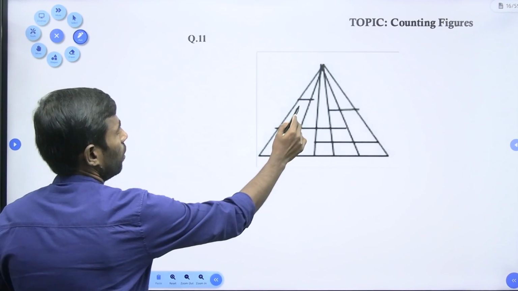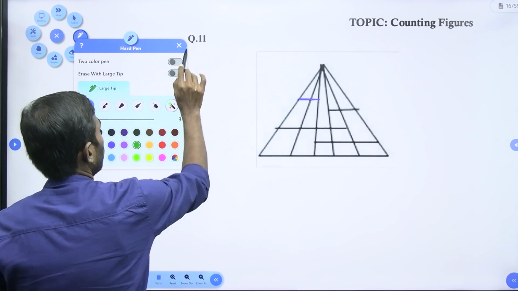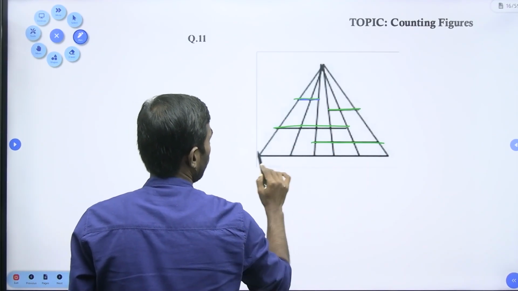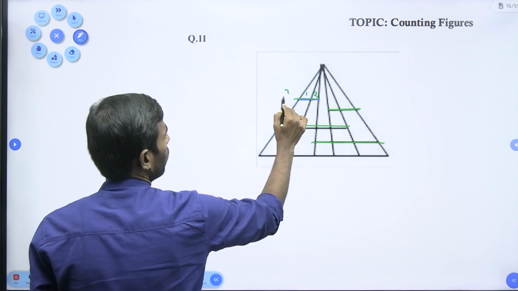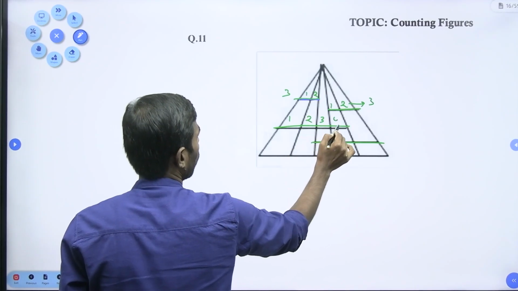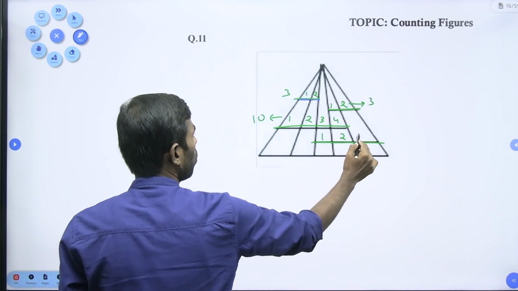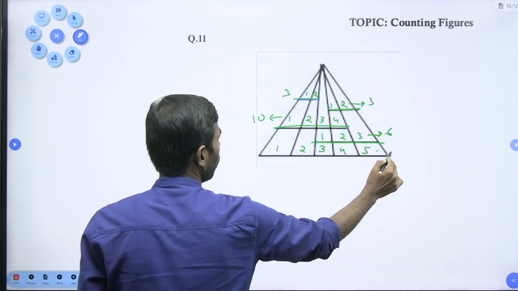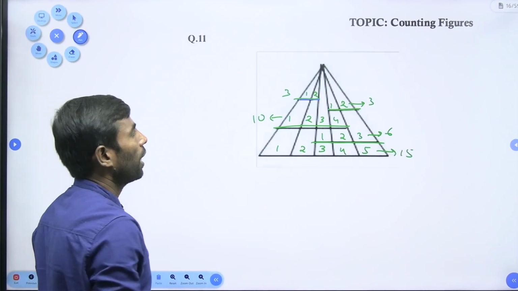Now, take as full line. Okay? Now, see, for one baseline, second baseline, third baseline, fourth baseline, fifth baseline. For this part, 1, 2, total 3. For this part, 1, 2, total 3. For this part, 1, 2, 3, 4. Total 10 triangles. 4 into 5 by 2, 10, right? For this part, 1, 2, 3, 6 triangles. For the total part, 1, 2, 3, 4, 5, which is equal to 15. Okay? Total 15, right? So, how many triangles are there?